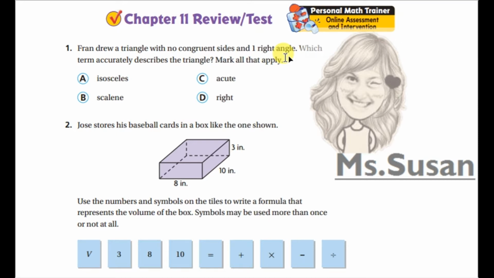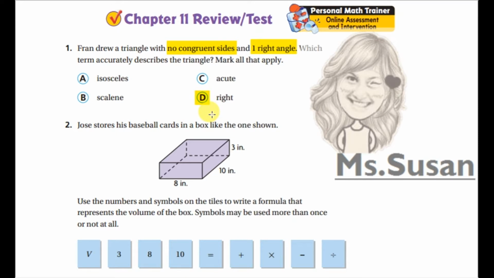So first he said it has no congruent sides, and he said it has one right angle, and we said we can describe triangles according to its sides and according to its angle. So the first description that works here is the name of the angle. It is a right angle, so we will highlight the first choice here, D.